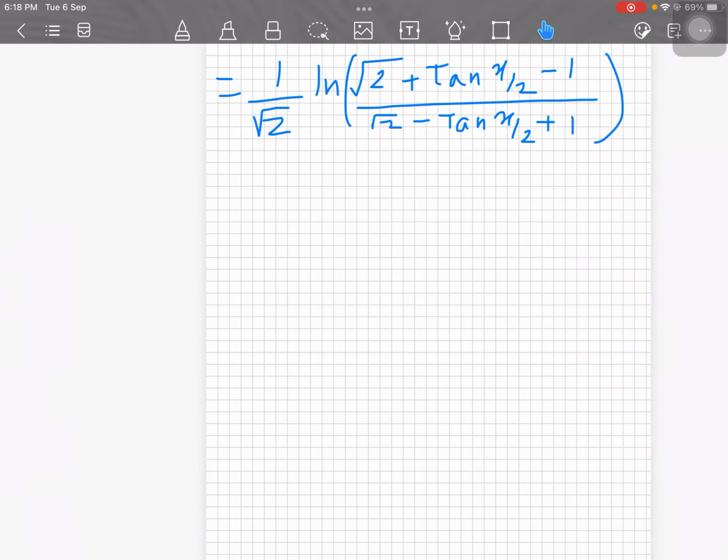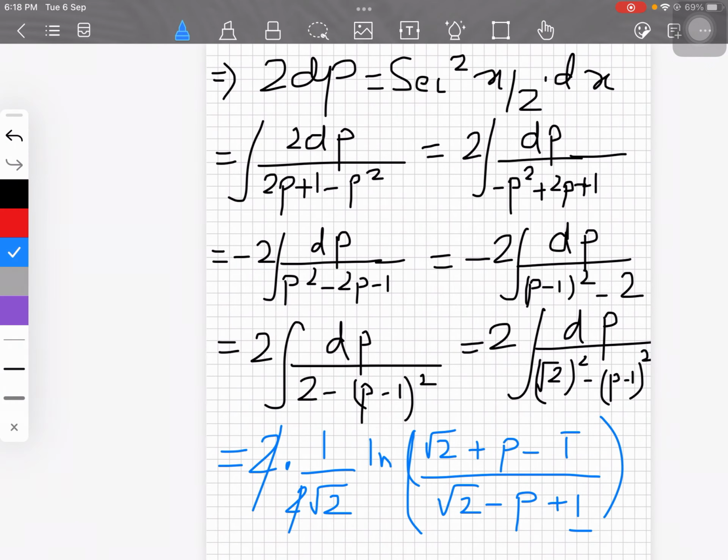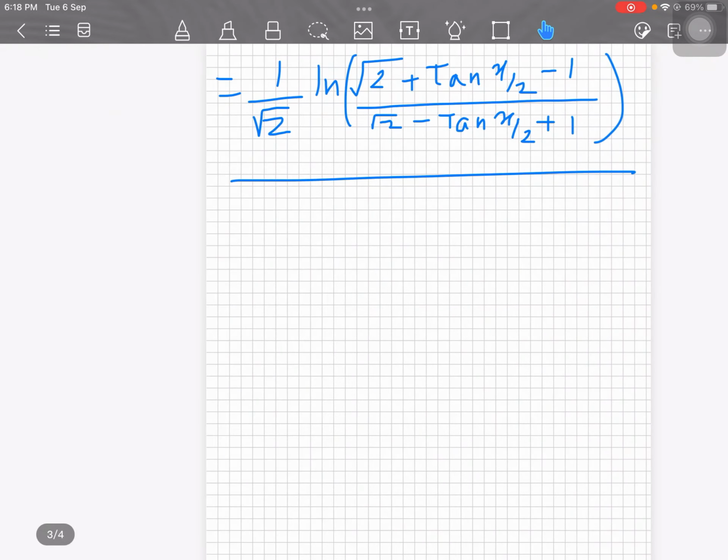So this is the final answer to this question. If you want to keep this minus as it is, you can change it into the form of x square minus a square as well. That's also totally fine, but I decided not to go on with the minus and make it a positive one. This question gets solved like this. All you have to do is understand some of the trigonometric relations, and that's it.